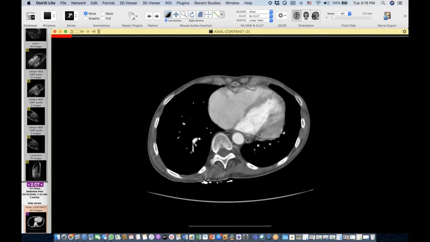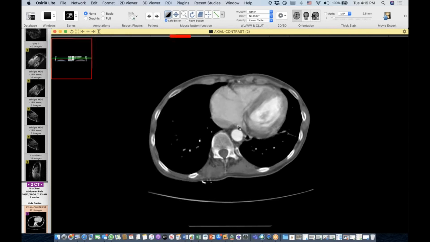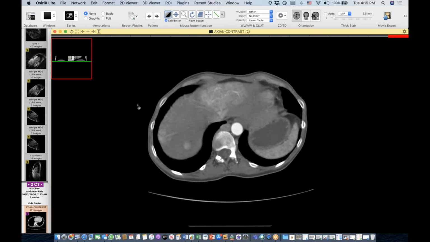Okay. So here we see again that mass, lateral wall of the left ventricle. The really great pickup here towards the apex of the heart. And then we just see this large hepatic mass. I didn't go down enough, but never mind. I mean, you do see all this.